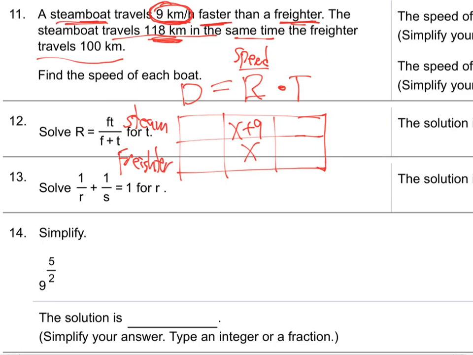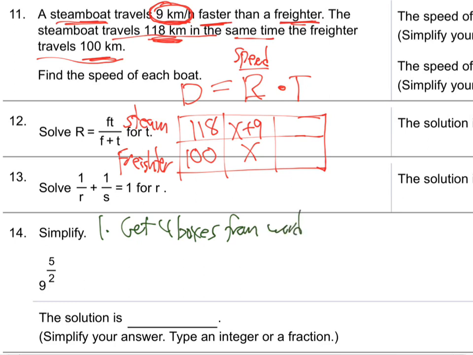That's a distance, right, for the steamboat. In the same time, the freighter travels 100 kilometers. That's the distance for the freighter. Okay, now, how do we remember how this works? So first, I don't have room there. Let me come over here. Step 1 is we get 4 boxes from the words. Step 2 is you get the last 2 boxes from, remember what it is?